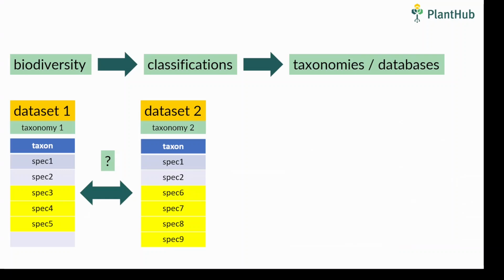So in this data set 1 and data set 2, for example, you see we got data with different species, species 1 to 5 in the first data set, and species 1 and 2, and 6, 7, 8 and 9 in the second data set. And we see, okay, the first two names are the same in both data sets, but species 3, 4, and 5 are unique to dataset 1, and 6, 7, 8, and 9 are unique to dataset 2. And the question is, are these really different species, or are they only names of the same species?